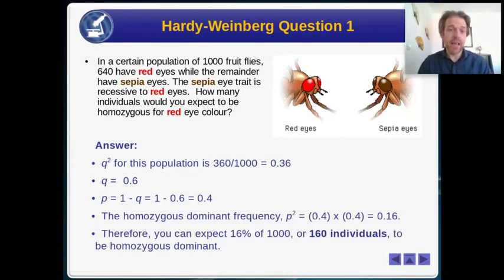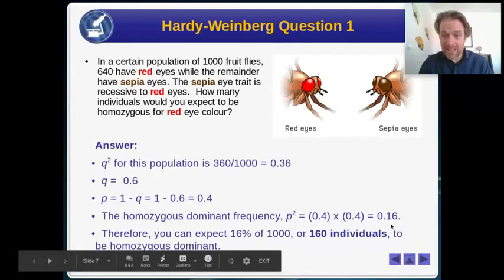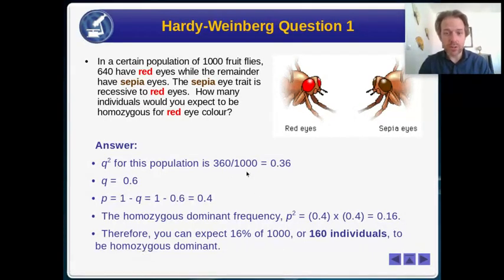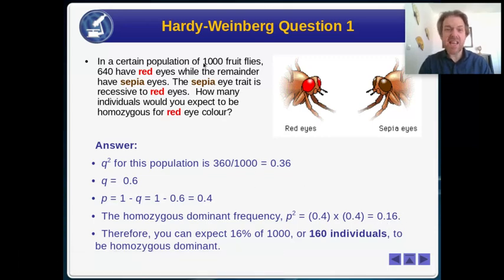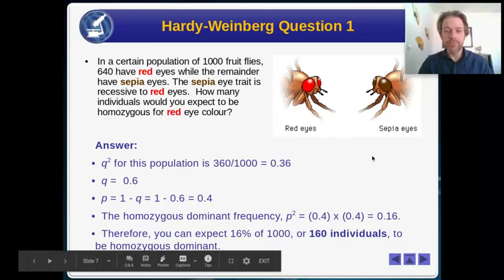And then if they're asking how many individuals, remember you've got to convert that back. That's 0.16 out of 1,000 individuals. So again, just multiply by 1,000. You divide by 1,000 to turn it into the proportion, and multiply by 1,000 to turn it back into the population. But it could be any population size. It could be 10,000, 100,000, 150,000. It doesn't matter. And then you would get the number of individuals.